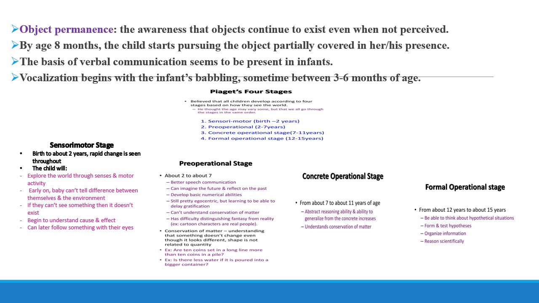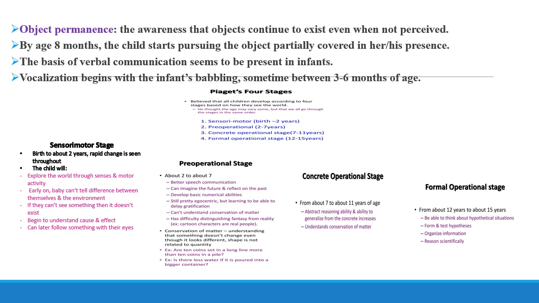Moving on to the concrete operational stage, that is from about 7 to about 11 years of age. At this age, abstract reasoning ability and ability to generalize from the concrete increases. And at this age, a child understands conservation of matter. Moving on to the next, the formal operational stage, which is from about 12 years to about 15 years.